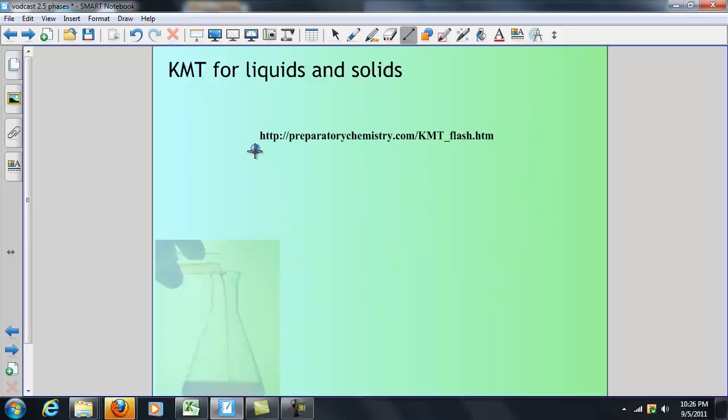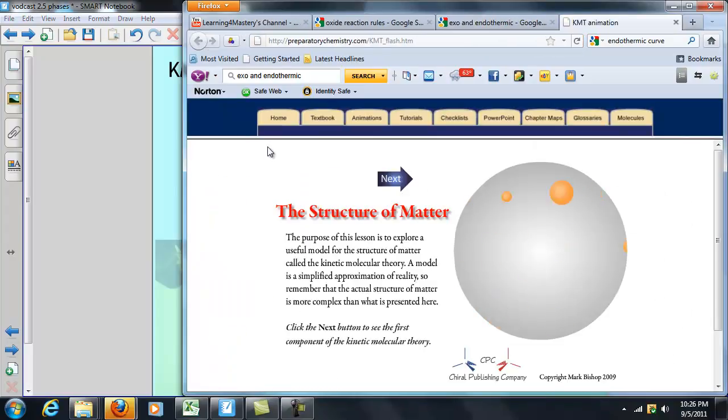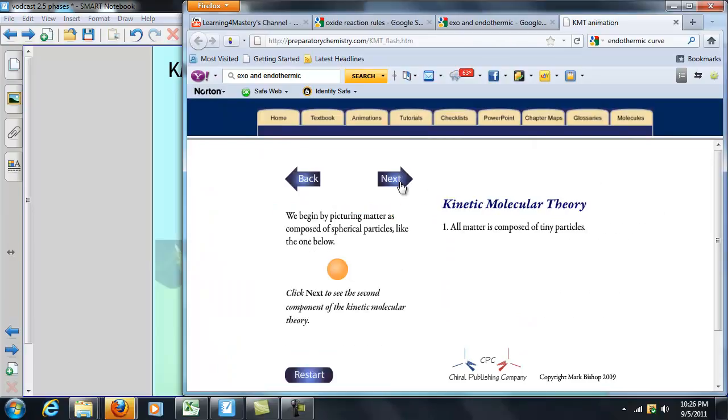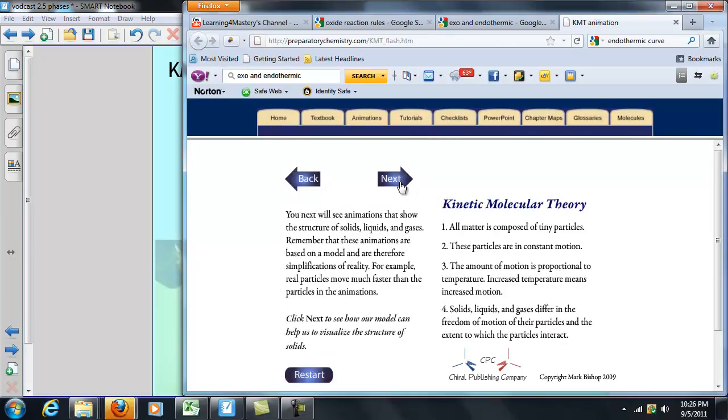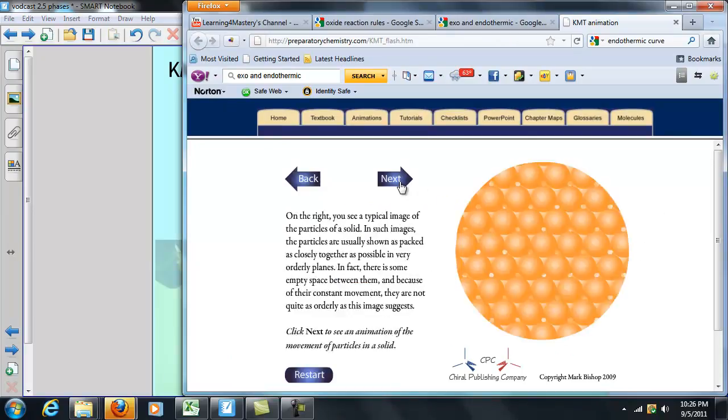Just to get a little bit of an idea, everything we've talked about so far essentially holds true for gases. But we're going to talk about more than just gases in all of this. We're going to talk about liquids and solids as well. So to get a little bit of an idea of what that looks like for liquids and solids, I want to pop to this little website here. They're going to pop through some notes, and you can jump to this website. It's preparatorychemistry.com.